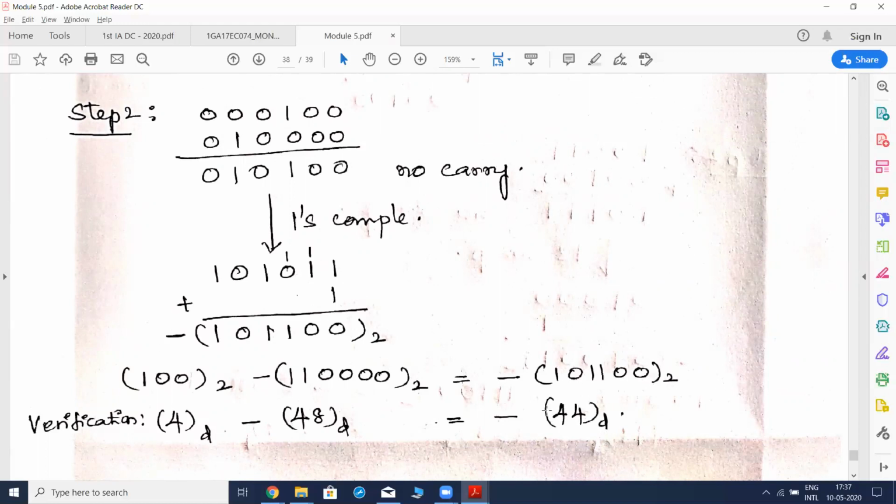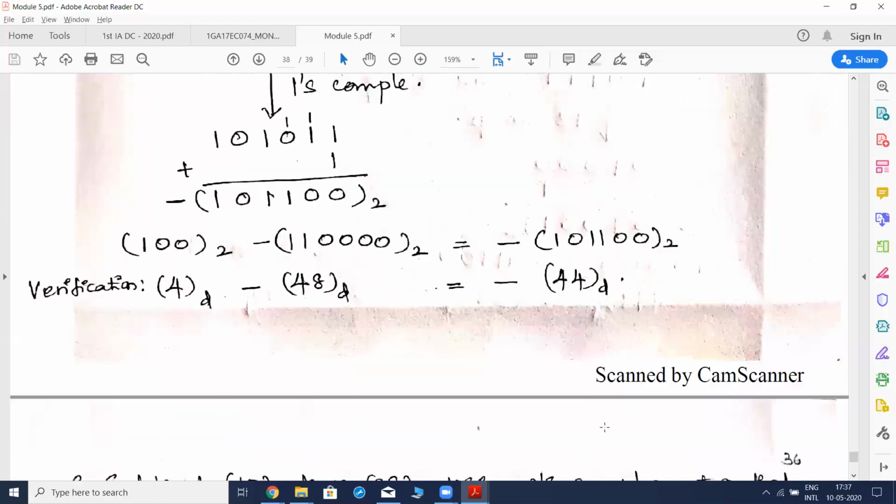So 1100 is nothing but 44 decimal, and 110000 is nothing but 48 decimal. 100 is 4 decimal. So it is 4 minus 48. We need to get 44. It is minus 44 decimal.